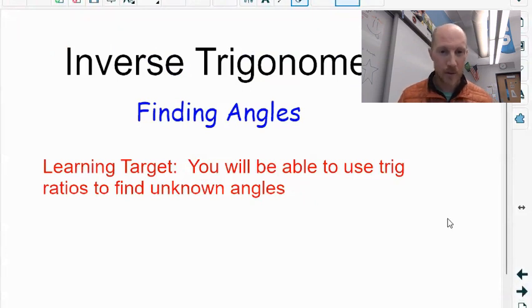Hey, well, so we're going to today use trigonometry to do some different things that we've done before. We're going to look at how we can find angles if we are given side lengths.